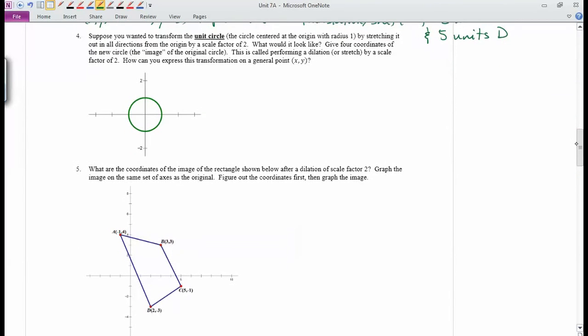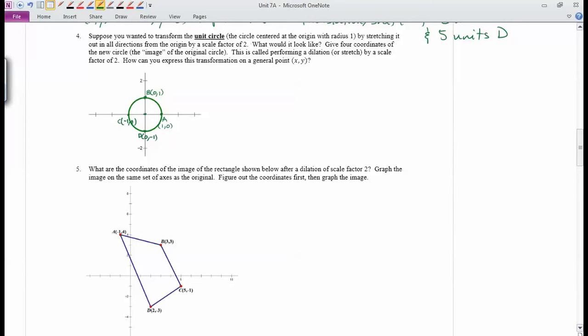All right, let's take a look at 4. So number 4, you want to change the unit circle. The unit circle, by the way, has points with radius 1. These are all 1 unit away from 0, 0. The center is 0, 0. So if I label this A is 1, 0, and then B here is 0, 1, C over here is negative 1, 0, and then D is 0, negative 1.